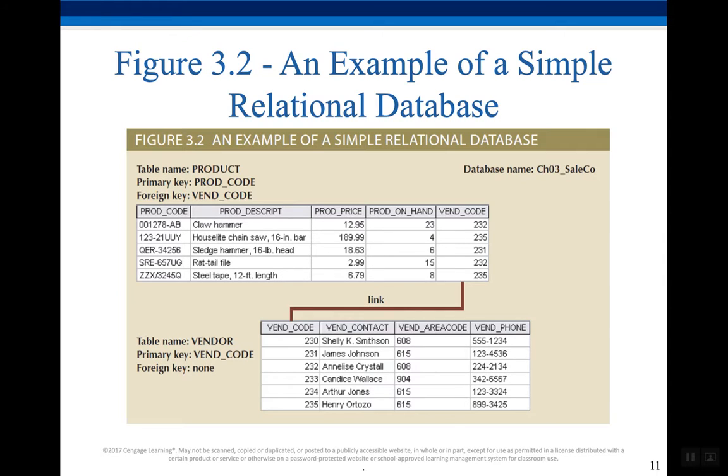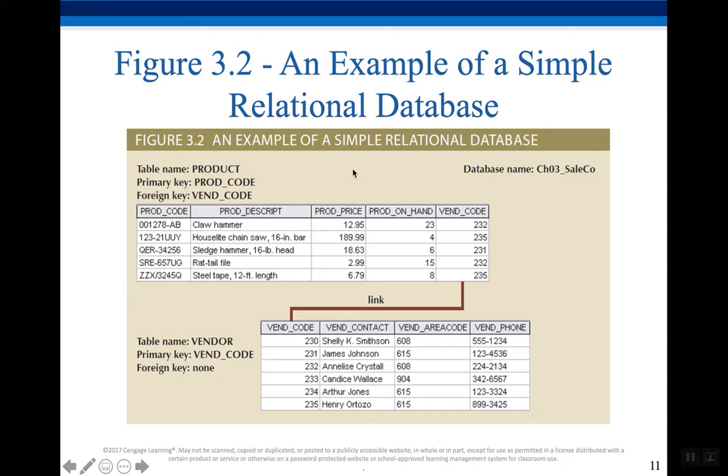Now, what this represents is the relationship between the product and the vendor. Every product should only have one vendor, but one vendor can supply many products. If that makes sense.